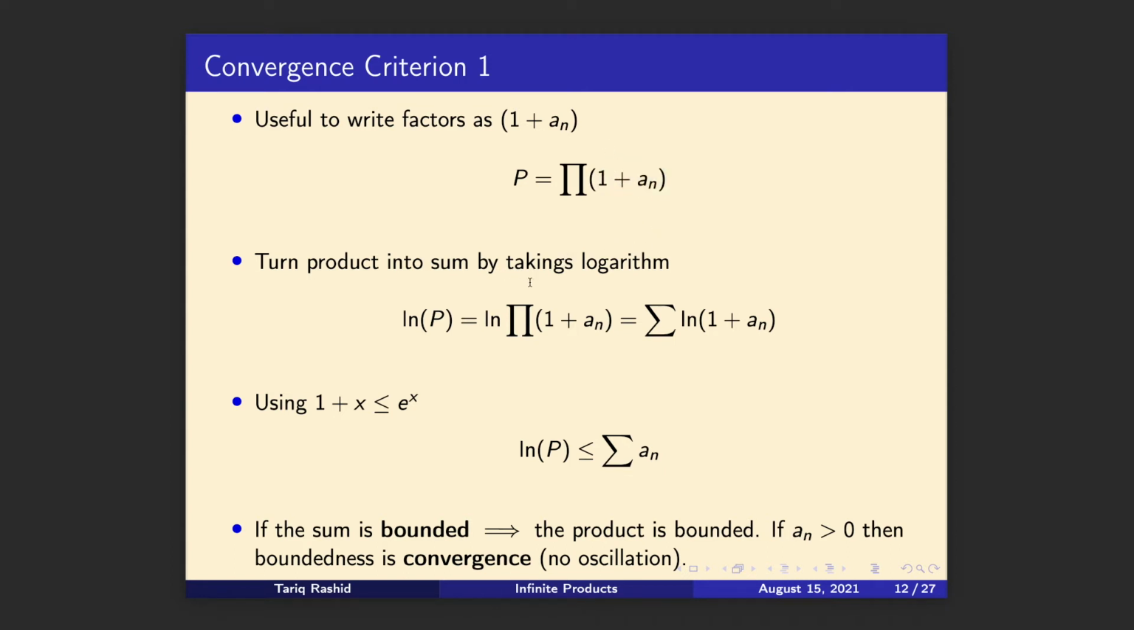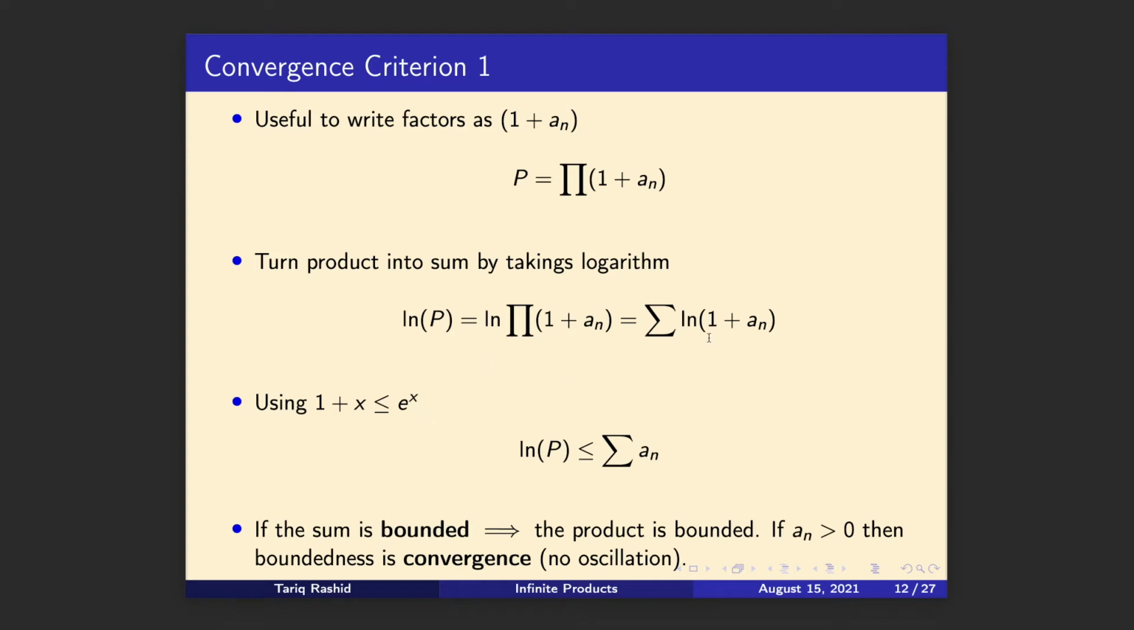So if we turn the product into a sum by taking logarithms, that's a common technique. We have log p is the log of the product of 1 plus an, and remember the log of a product is the sum of those logs. Now we can use an inequality, 1 plus x is less than e to the x. You can visualize that, graph it, or verify it by writing out the series expansion for e to the x. You'll see that 1 plus x is always less than e to the x.